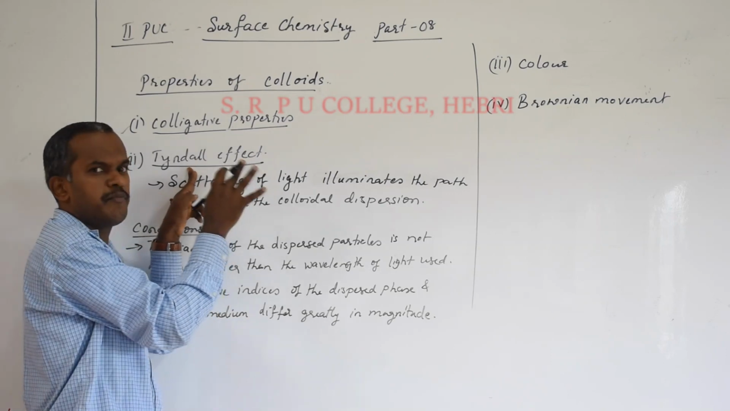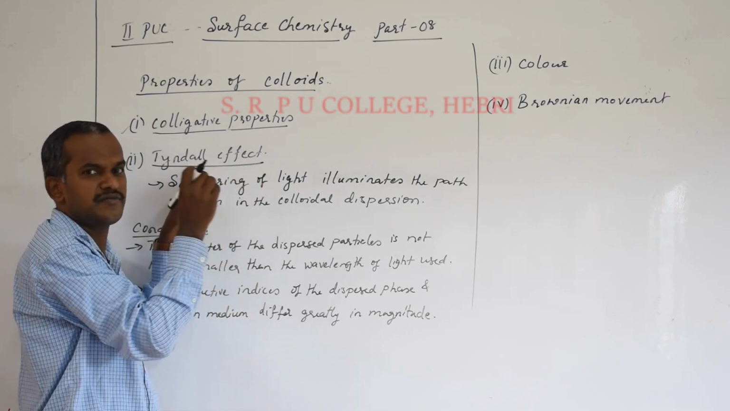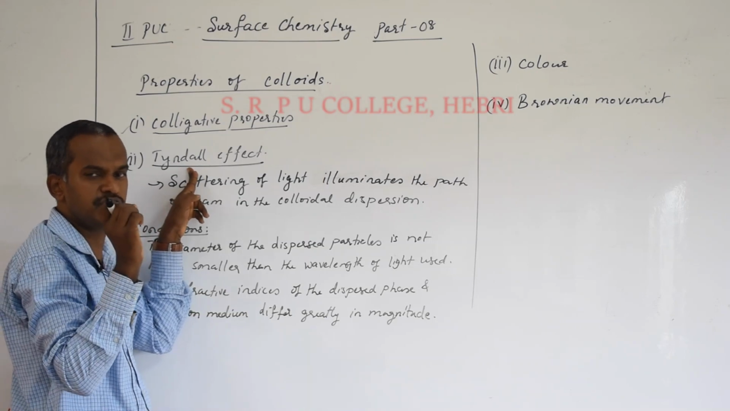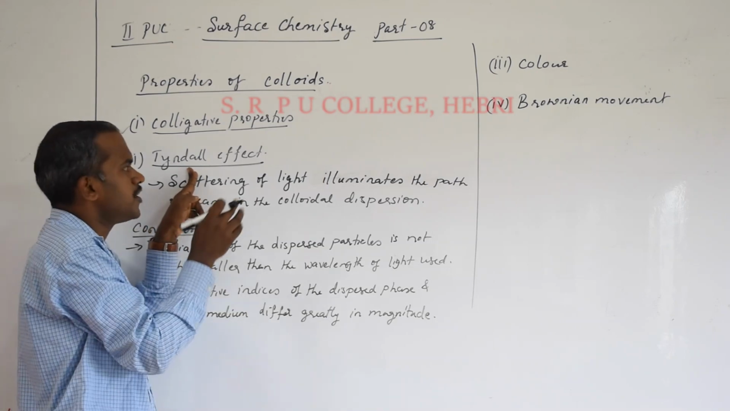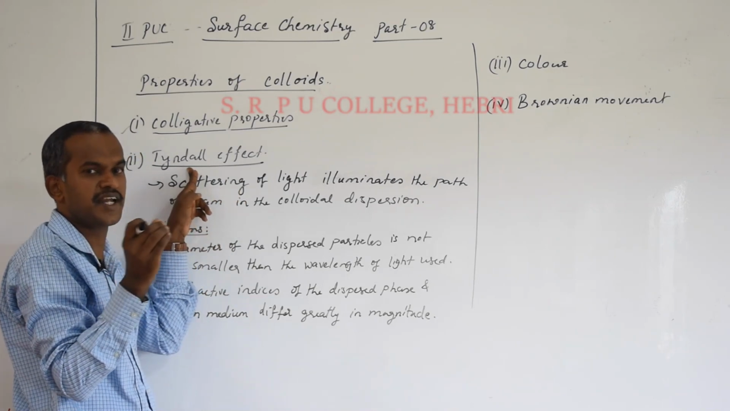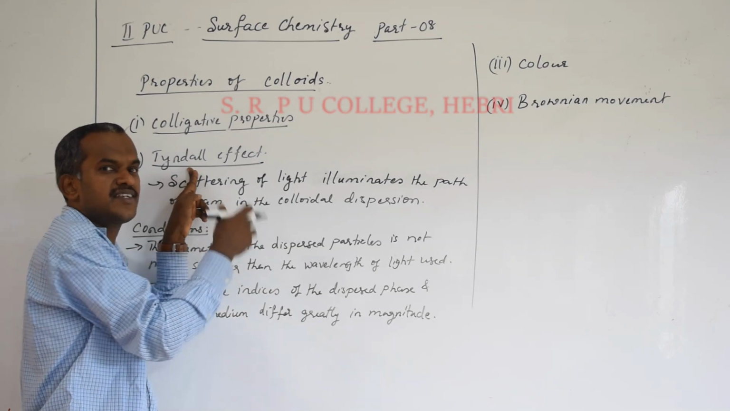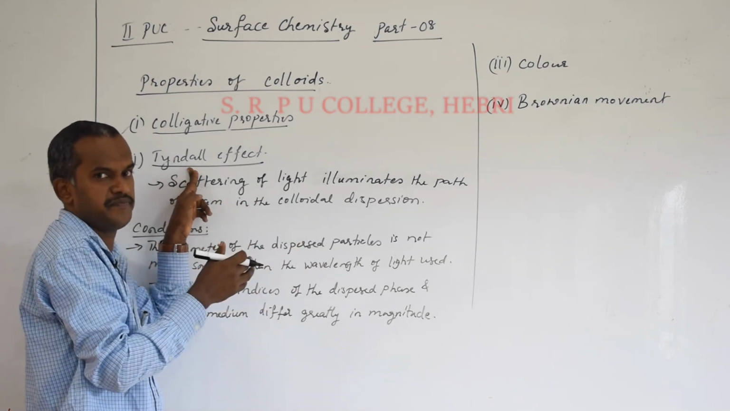And a well-known example for the Tyndall effect, you can see the ray of light in the movie theater, which is focused on the screen. Due to the presence of dust particles, it gets scattered. Now you'll ask, why is the light getting scattered? What is the reason?